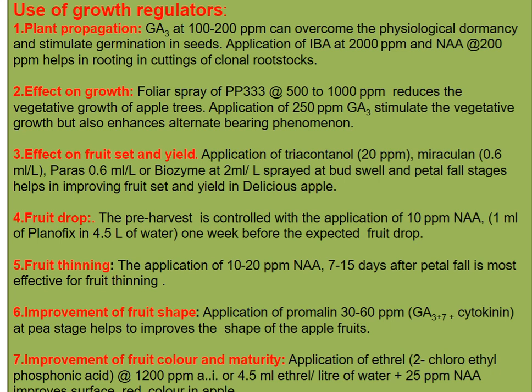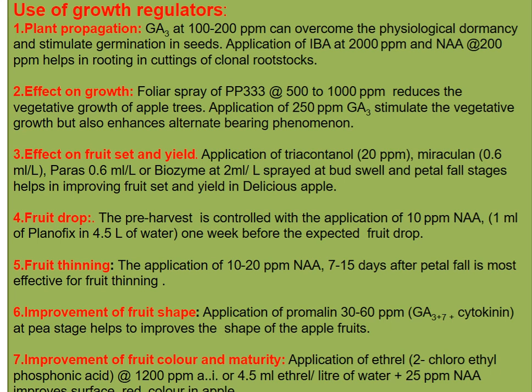Effect on fruit set and yield. Application of triacontanol 20 ppm sprays at the bud swell and the petal fall stage helps in improving the fruit set and the yield in the delicious apple varieties. Fruit drop. Pre-harvest drop is controlled with the help of the application of 10 ppm NAA 1 week before the expected fruit drop. Fruit thinning. Application of 10 to 20 ppm NAA 7 to 15 days after the petal fall is most effective for fruit thinning.